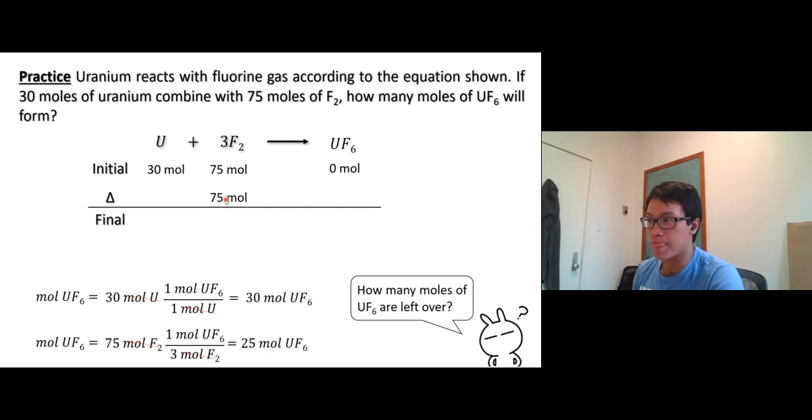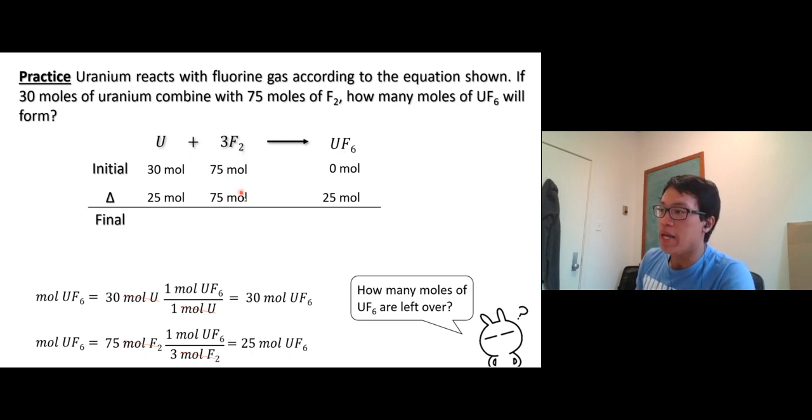All right. Now, how many moles of uranium are we using? Well, they're a 3:1 ratio, right? 75 divided by 3, you should get 25 moles. And also the same thing: we should get 25 moles of uranium hexafluoride as well.